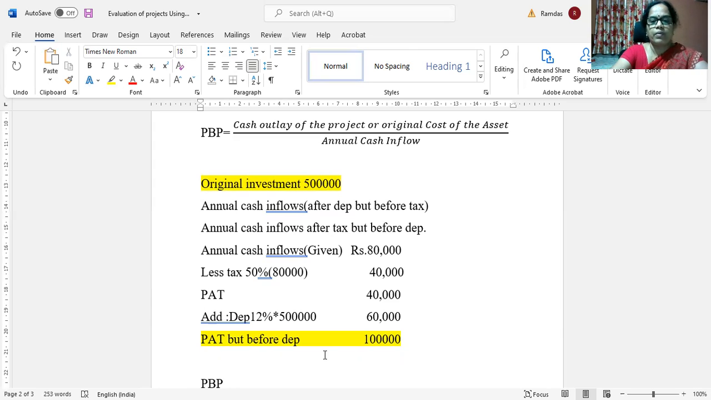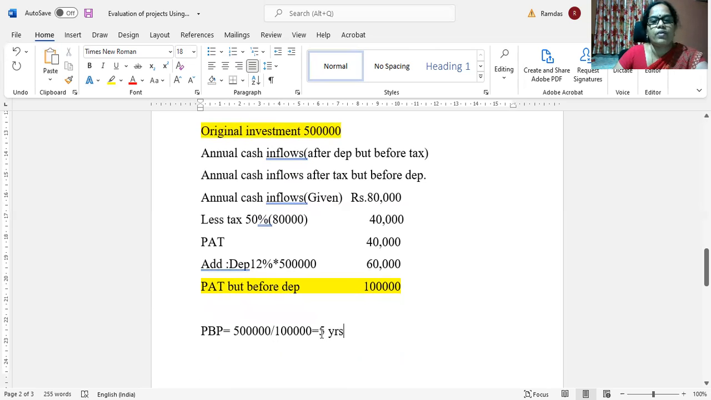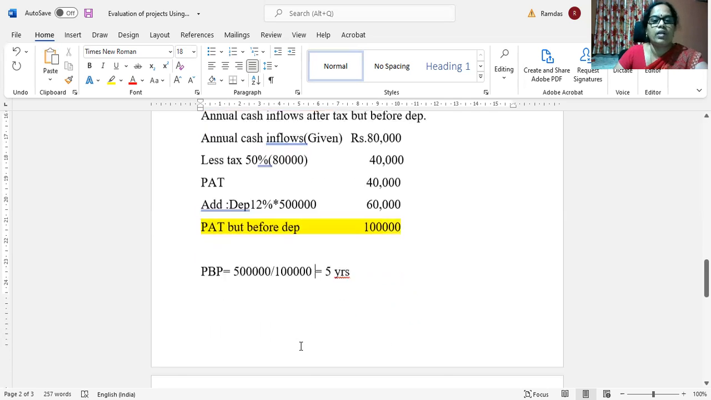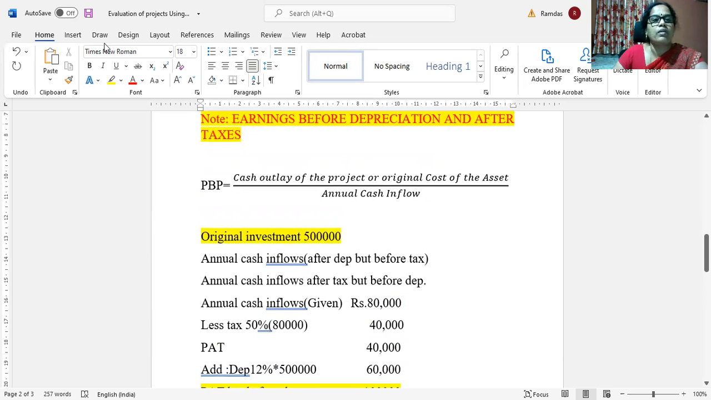So payback period is equal to original investment 5 lakhs divided by your annual cash inflow 1 lakh, which is equal to 5. So the payback period is always expressed in years. So it takes 5 years. So it means that the original investment of rupees 5 lakhs, you will be getting back in 5 years, and annually you will be getting 1 lakh. So this is what your payback period is about.